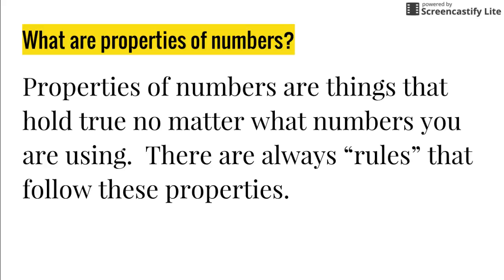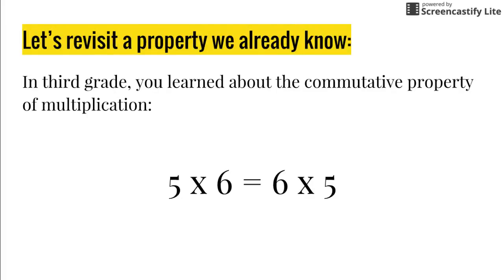Properties of numbers are things that hold true no matter what numbers you're using. And there are always rules that follow these properties. So it has to hold true for all of these specific things for it to be an example of this type of property. So we're going to first revisit a property we already know.